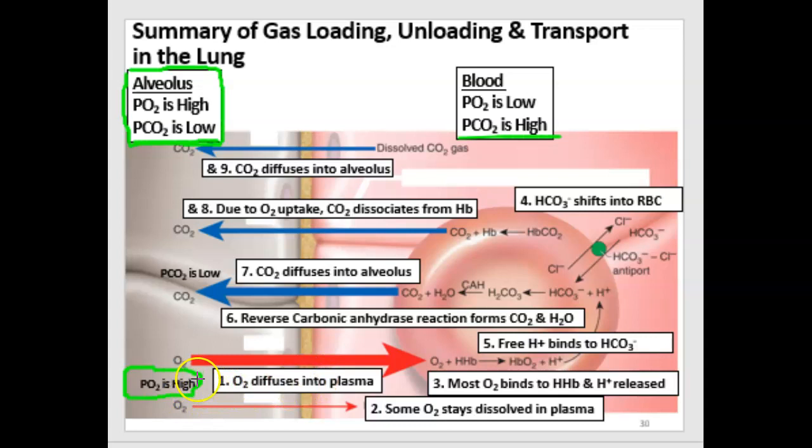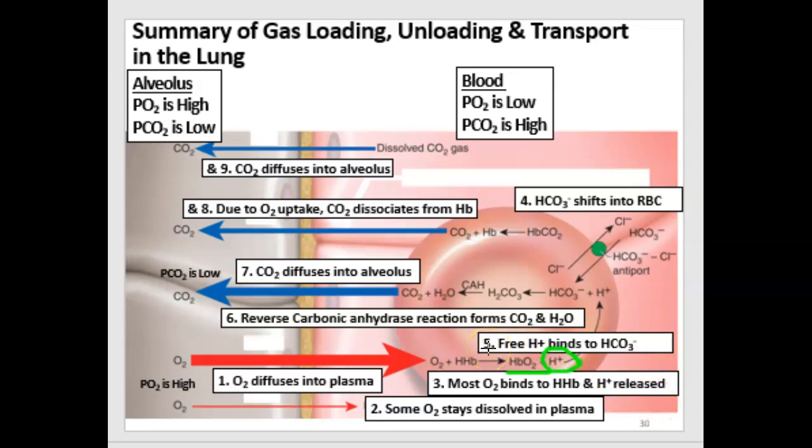So when O2 is high in the lung and low in the blood, it diffuses into the plasma. We know that some of it, 1.5%, stays dissolved in the plasma. But the majority of it will bind to hemoglobin. And it was deoxyhemoglobin to begin with, HHb. And now it's going to become oxyhemoglobin. That displaced a hydrogen ion again. This silly hydrogen ion keeps popping up, right?